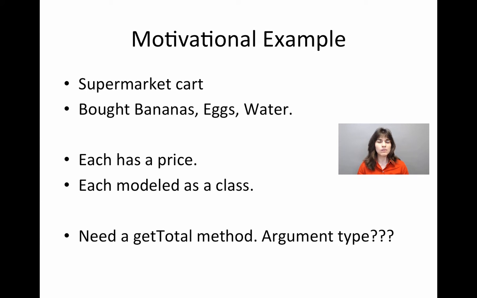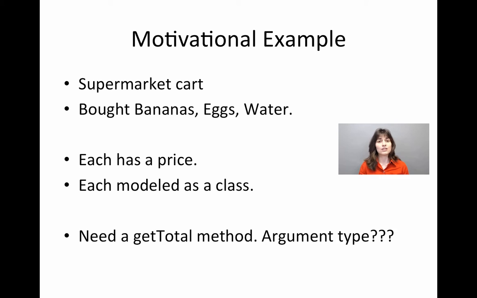A relatively simple answer that probably comes to mind first is to say that getTotal will have 3 parameters. One will be of type banana, the other will be of type egg, the third one will be of type water. And then inside the code we will take each of those items, we will call perhaps a method that will give the price for each of those items, and then we will just combine the prices from all of them and give a total. This is definitely a solution that works.